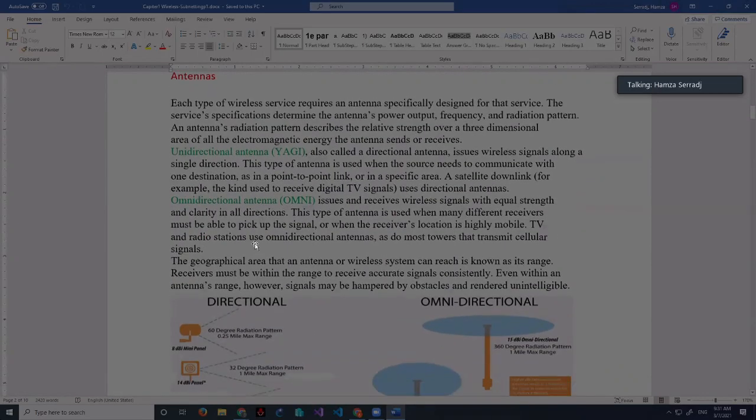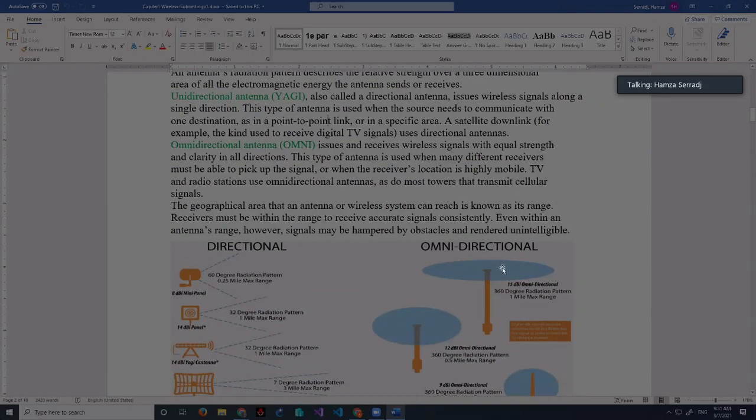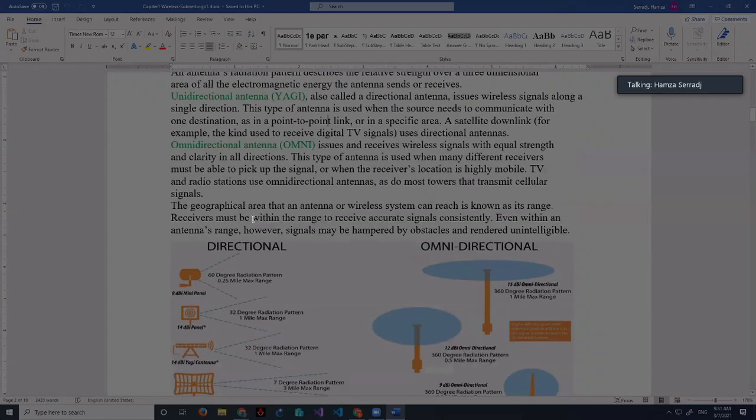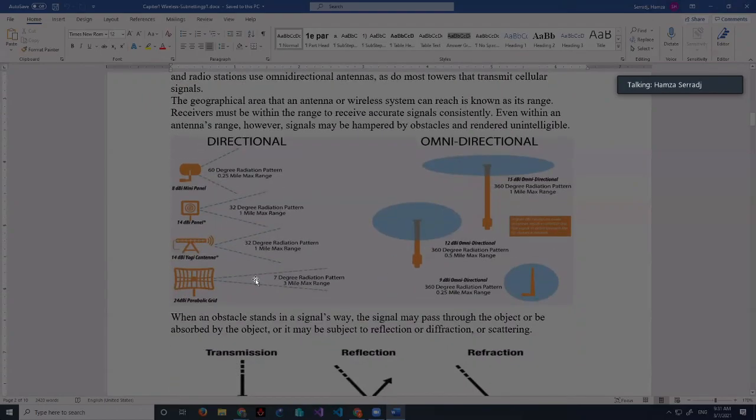All right. So short distance, used for LAN, designed to connect multiple devices, for home for example, or your router is omnidirectional. Unidirectional, or directional, or Yagi ones, are used for long distance, more peer-to-peer communication, right?